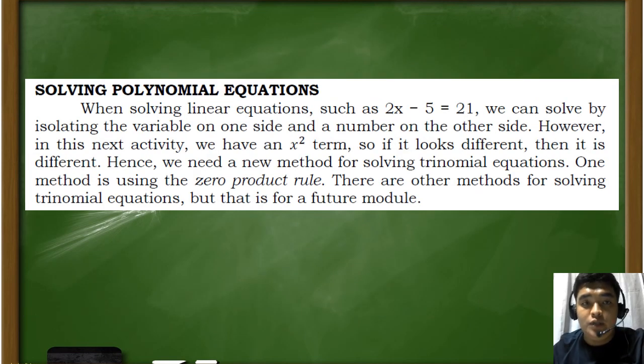Solving polynomial equations. When solving linear equations, such as 2x minus 5 equals 21, we can solve by isolating the variable on one side and a number on the other side. However, in the next activity, we have an x squared term. If it looks different, then it is different. Hence, we need a new method for solving trinomial equations. One method is using the zero product rule. There are other methods for solving trinomial equations, but that is for a future module.